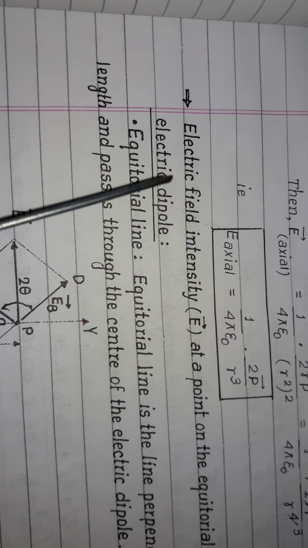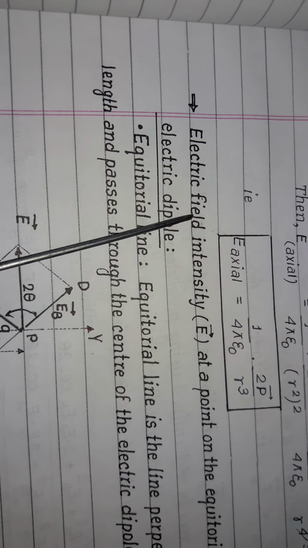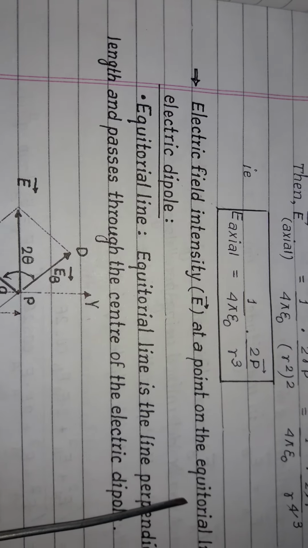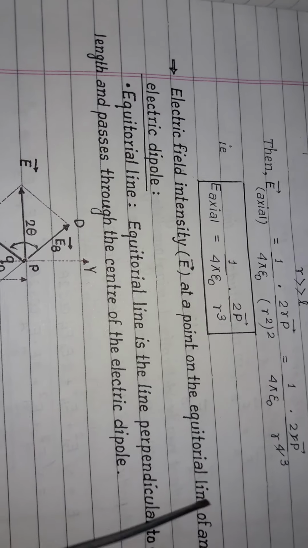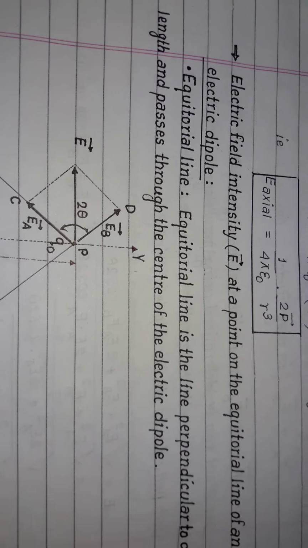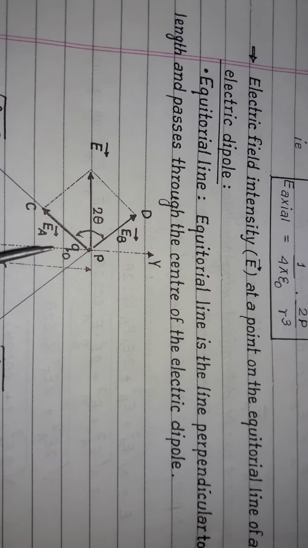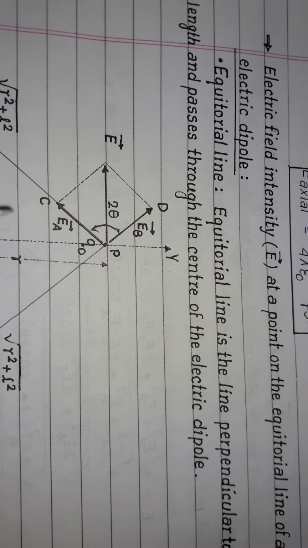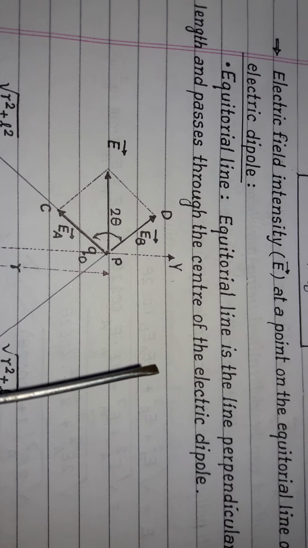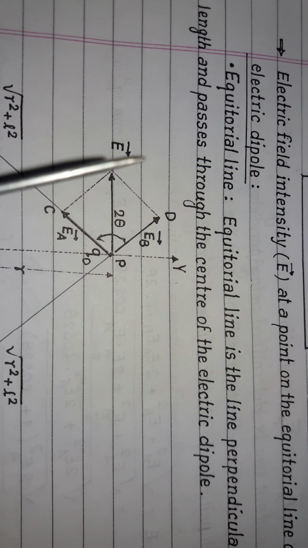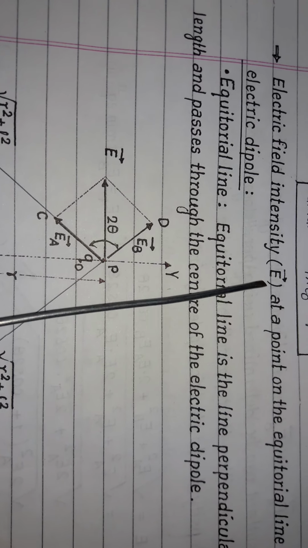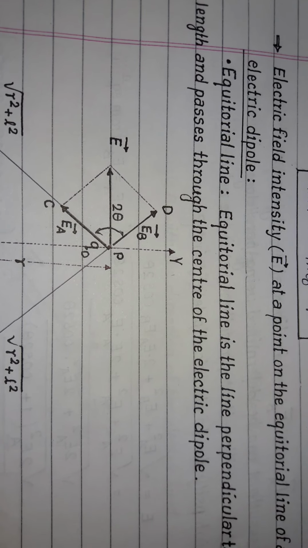So dear student, our today's topic is electric field intensity E at a point on the equatorial line of an electric dipole. What is an electric dipole? We had defined in our previous lecture that it is a system of two charges. It consists of two equal and opposite charges separated through a certain distance, and is called an electric dipole. So here we have to find the electric field intensity on the equatorial line of an electric dipole.